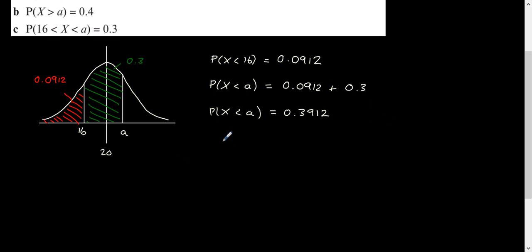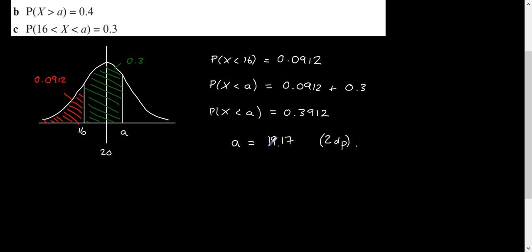Now we can use the inverse normal function. So we'll go back to menu 7 and choose option 3 for inverse normal. This is on the ClassWiz. The area now is 0.3912, and the sigma is 3 and the mu is 20, and so we end up with a being equal to 19.171. So we see 19.17 correct to 2 decimal places.